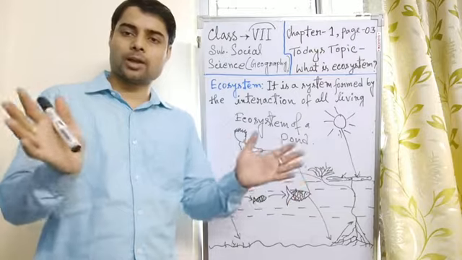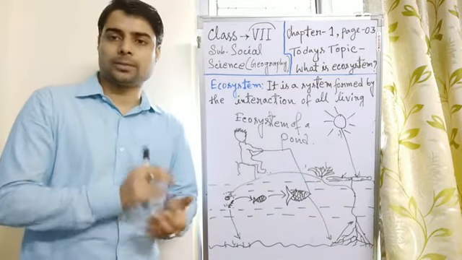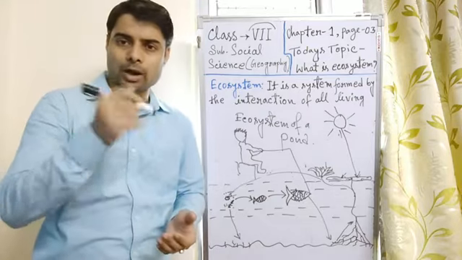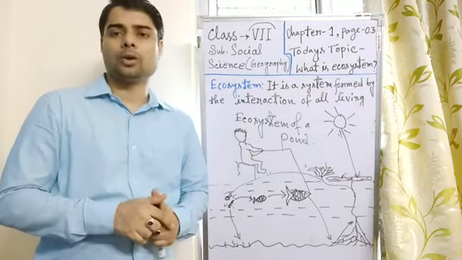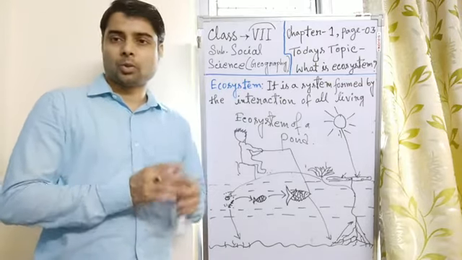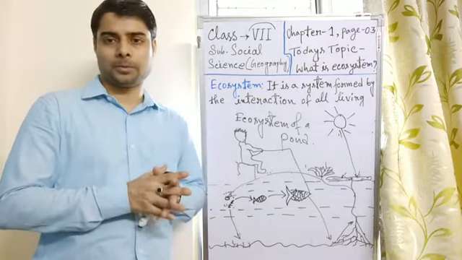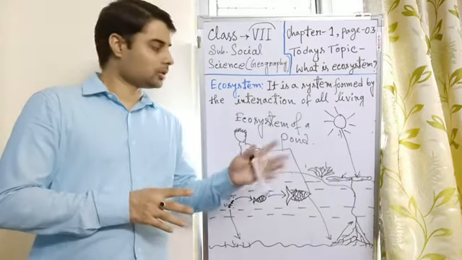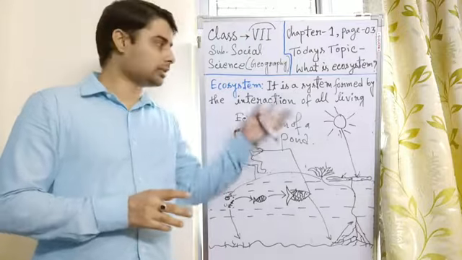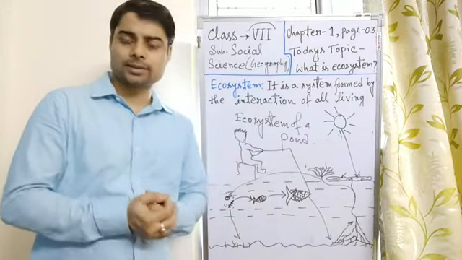In a similar way, everywhere a particular type of ecosystem exists, and you and me both are also part of our own ecosystem. Without us, our ecosystem cannot survive. Okay, so that's all from this chapter, what is ecosystem. Next class we will discuss another subunit.